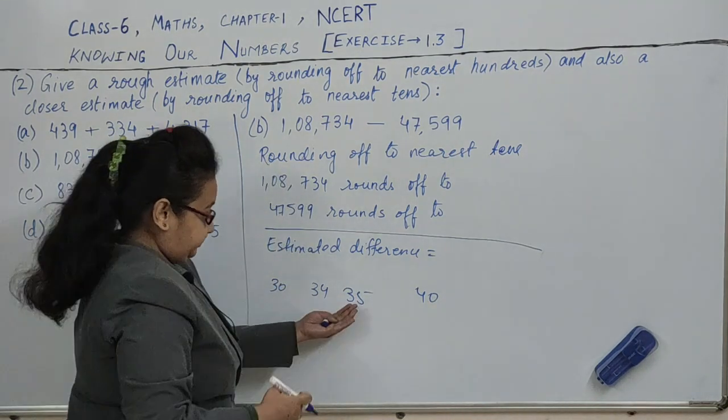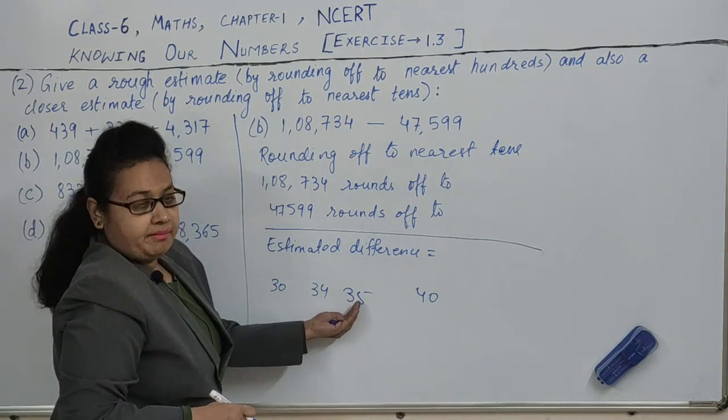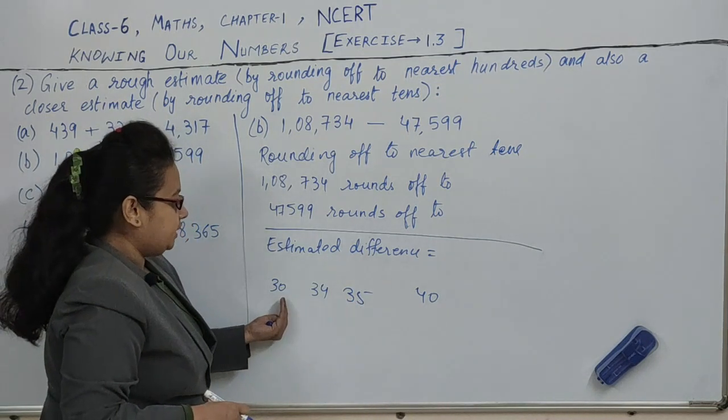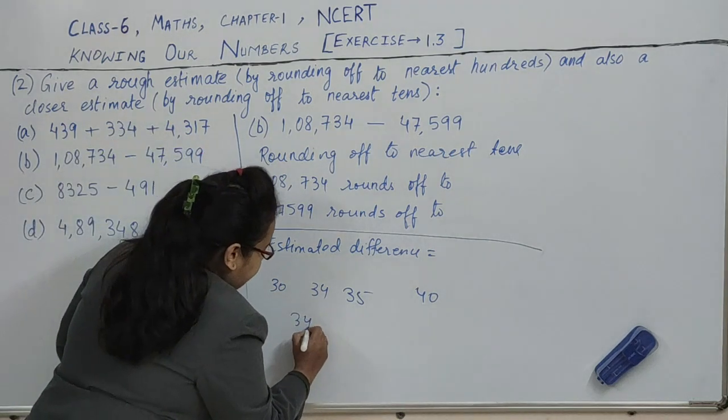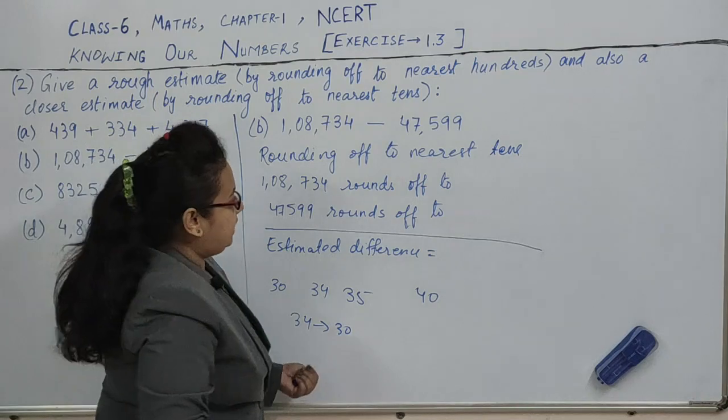The middle number for 30 and 40 is 35, and 34 is less than the middle number, that is 35. It is closer to 30. So 34 will be estimated to 30. 34 will be rounded off to 30.